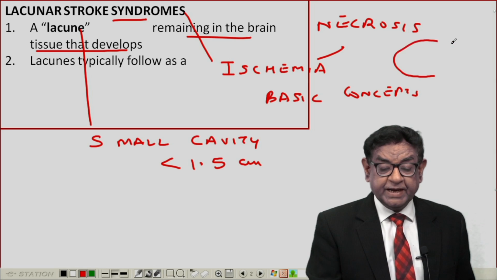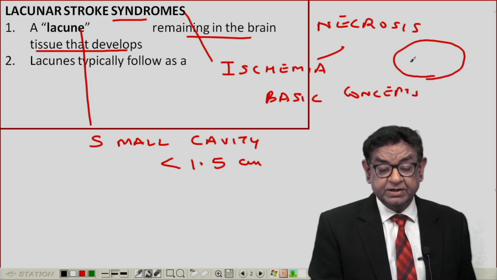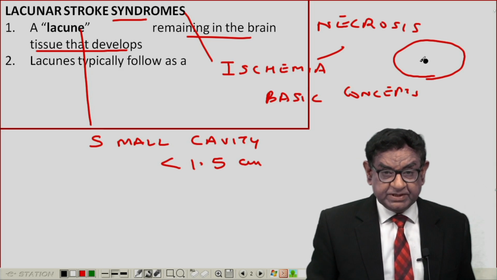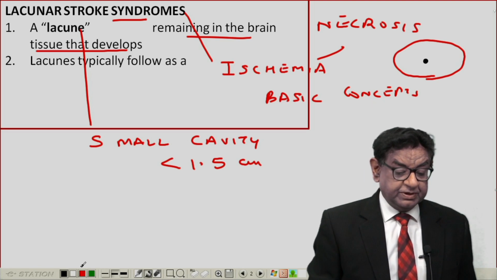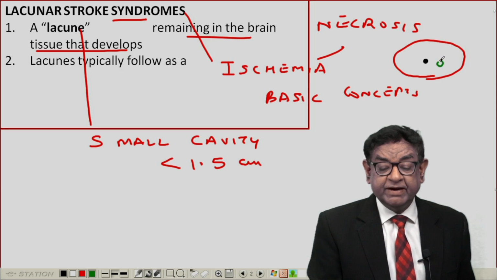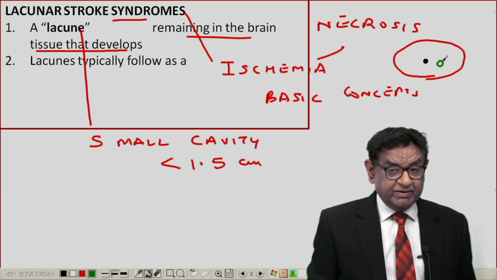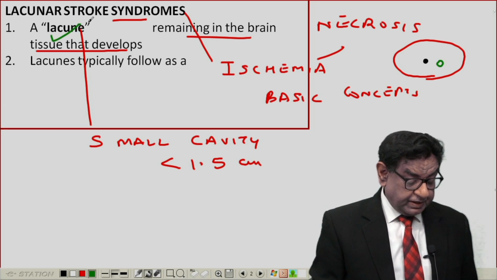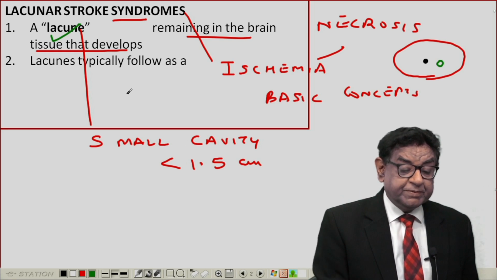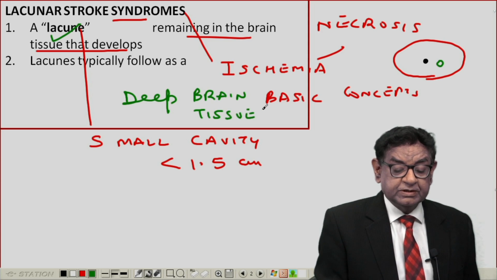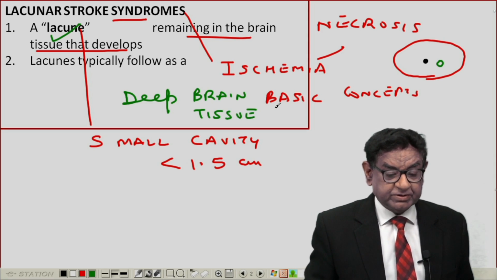Let's say this is the normal brain, and here is the infarct tissue, and it's dead. In due course of time, scavenger cells will remove this dead tissue, and once they remove that tissue, ultimately, let's say this is gone. Now this open area will remain. A small cavity will remain. That's what we call a lacune. Okay. So now this infarction occurs in deep brain tissues. What are the tissues? I'll discuss soon. That's why they are always found in the deeper layer of the brain.